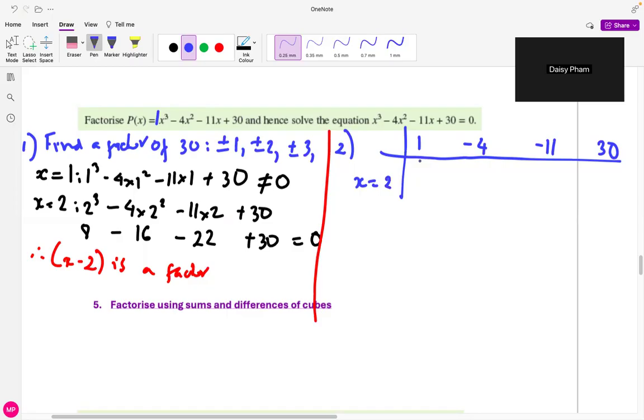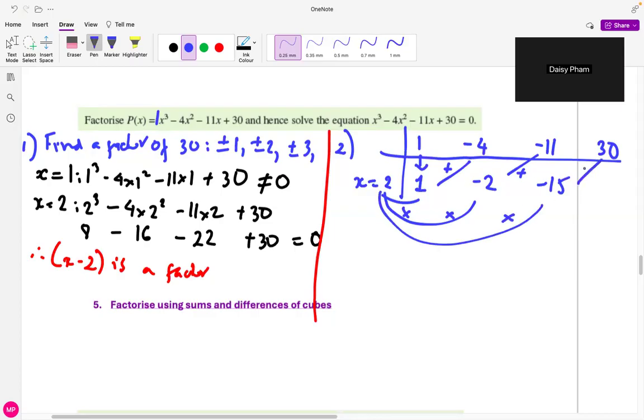Okay? Then what about the number here? Bring it down, so you have 1. Then you do 2 times 1 plus -4. 2 times 1 is 2, plus -4 is -2. Then you do the same thing. 2 times -2 is -4. -4 minus 11 is -15. 2 times -15 plus 30. That gives me 0. So I can write that x minus 2 right here.